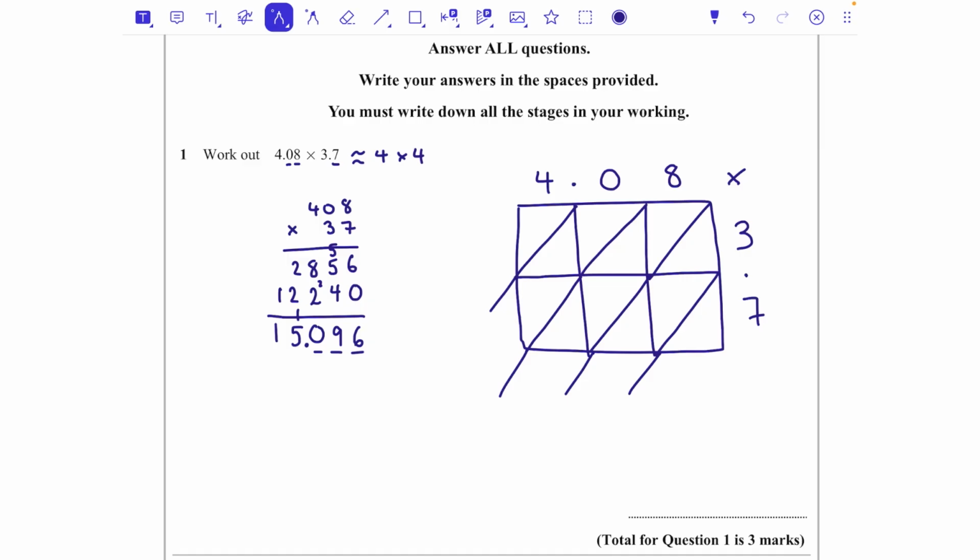So 8 times 3 is 24, so I'm going to put 24 there. 8 times 7 is 56. 0 times 3 is 0, so we put 0, 0. 0 times 7 is 0. 4 times 3 is 12, and 4 times 7 is 28. Now, it is worth saying, if you got a number less than 10, let's say you were doing 3 times 3, you would write that by putting 0, 9, for example, in the boxes. But we didn't have any numbers less than 10 there.